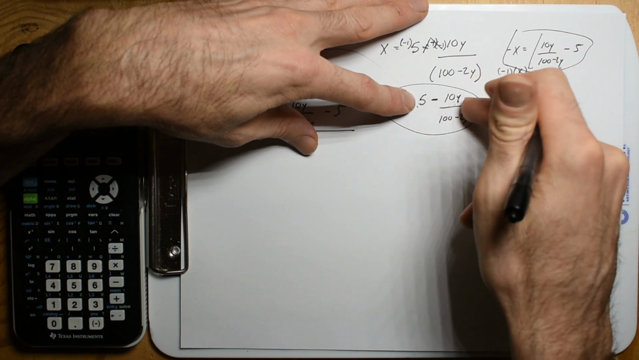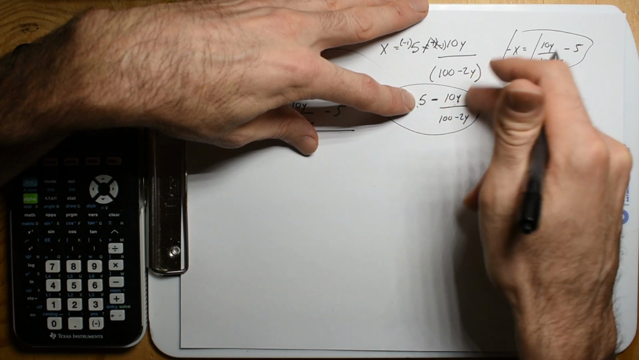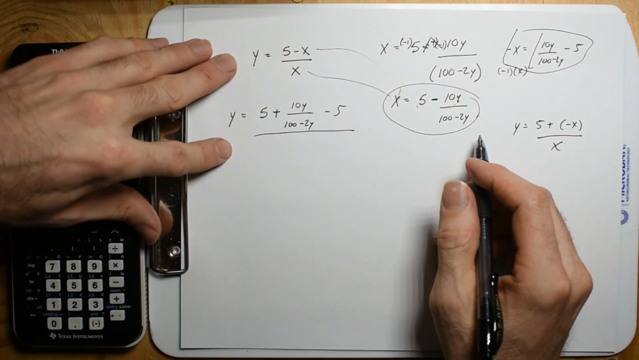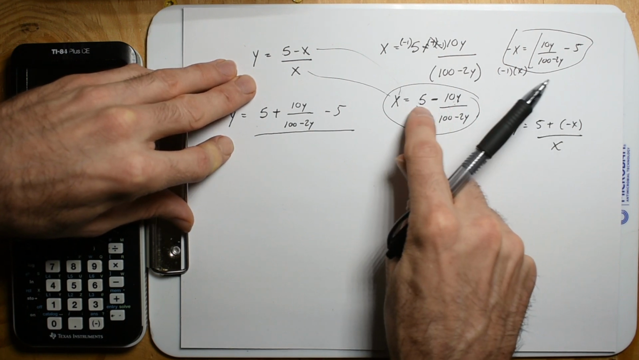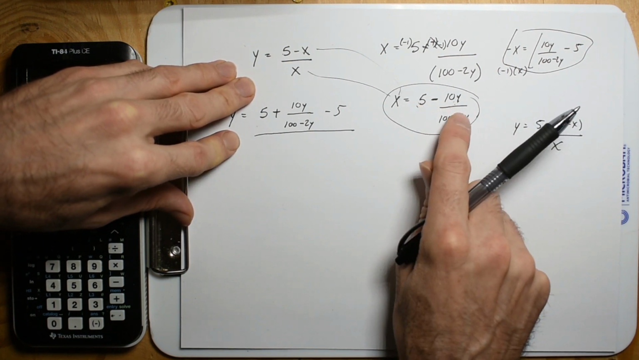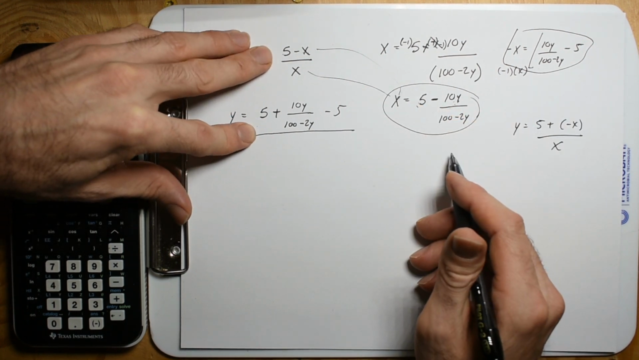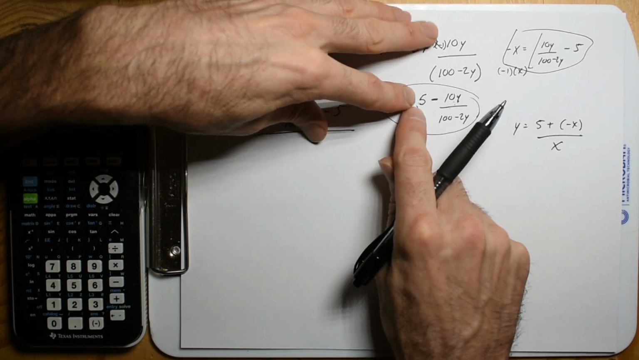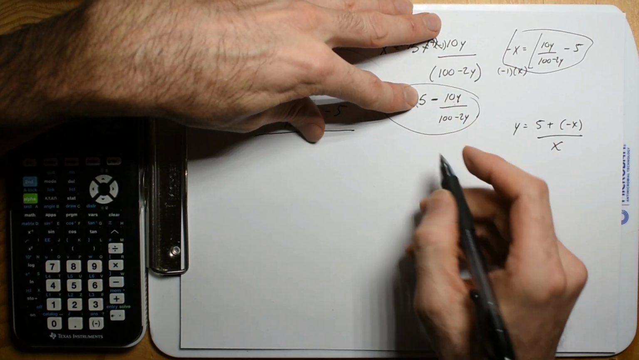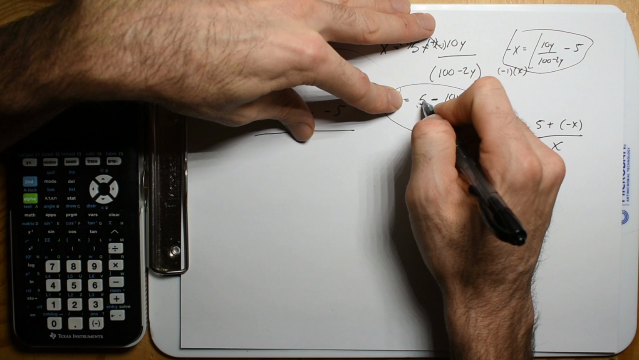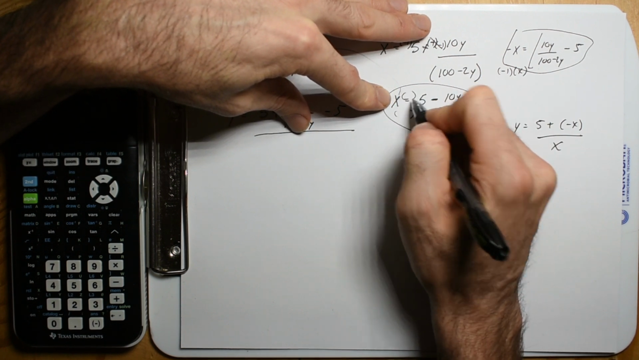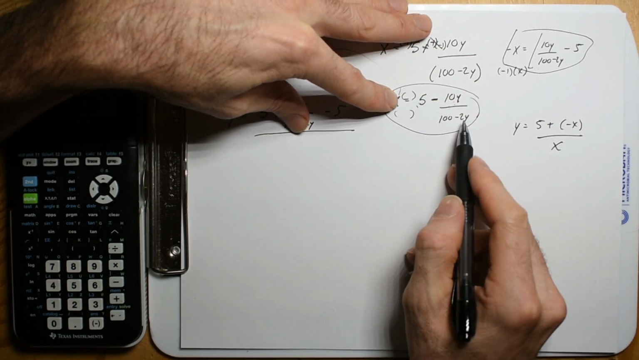No, it's 5 plus this term to the negative 1. So I think in a lot of videos, I'm just going to keep saying I'm adding these because it helps me out. Okay, so I'm adding these two terms. I can only add them if the denominators are the same. So to get this denominator, I have to multiply top and bottom by this 100 minus 2y.